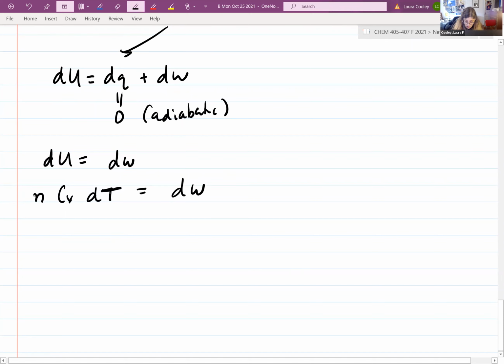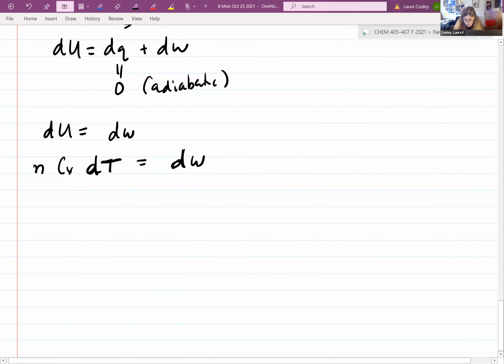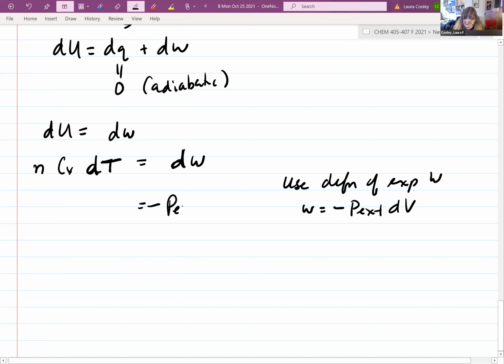And you could see that we have these differentials in here, so eventually we are going to have to integrate. All right, so what do we do? Okay, so first thing we do is we use the definition of expansion work, which is minus P external dV. So we have minus P external dV.